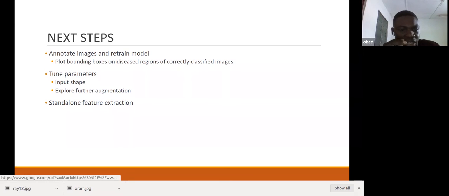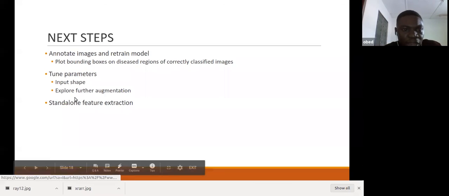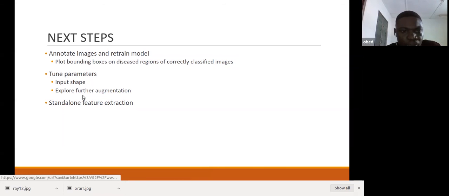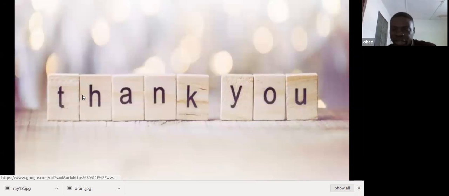So yes, this is still far away from perfect, even though moderately good, but I could plot bounding boxes, do some parameter tuning, and then do some feature extraction. So thank you so much, and let me know your thoughts, and you can always shout a question at me.